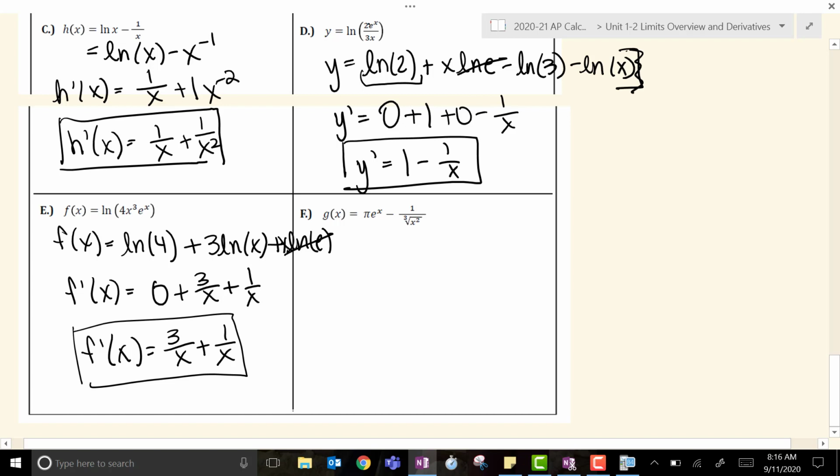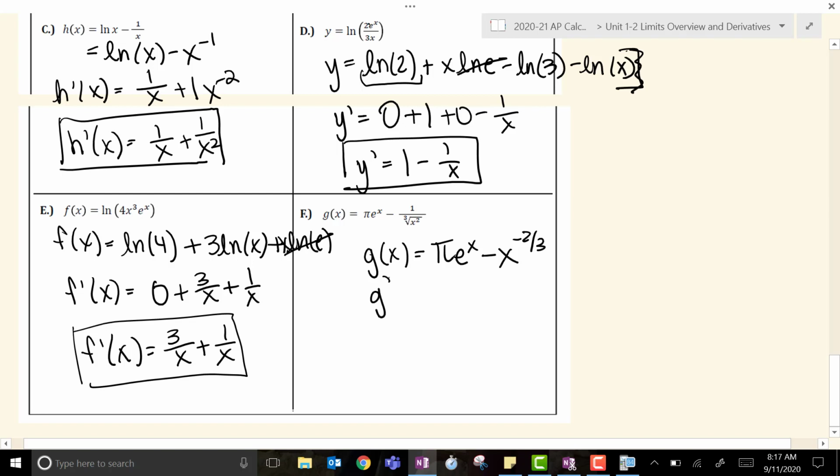Last but not least, let's get this guy done. We have g of x equals, let's rewrite, pi e to the x minus, I'm going to make that exponent negative 2/3, right? Because remember that root index becomes the denominator. And then also, since I pulled that up to the numerator, that fraction becomes negative.